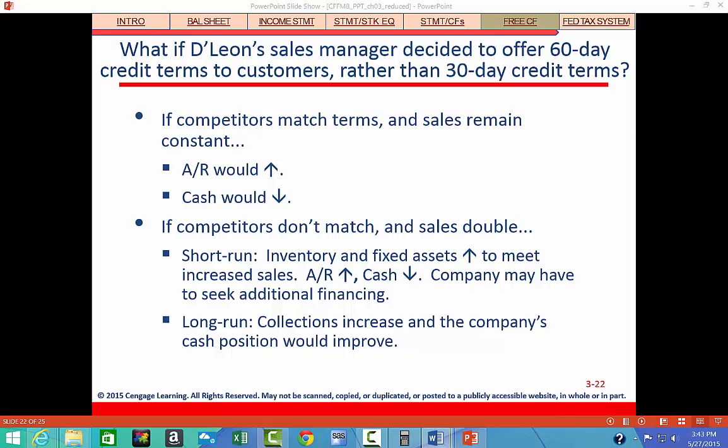Accounts receivable would rise and cash would decline. Much later, when collections increased, cash would rise. De Leon would probably need to borrow or sell stock to finance the expansion. So this would be a very bad idea, and I hope that they don't do this.